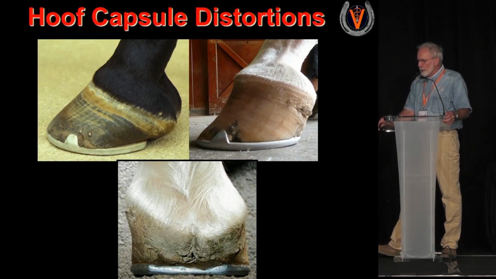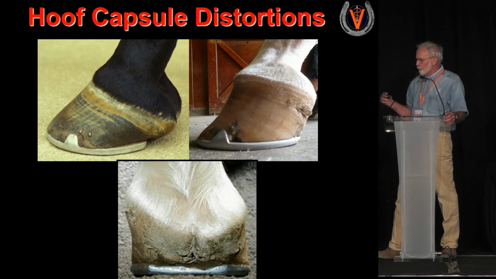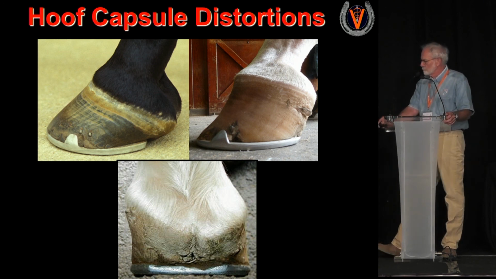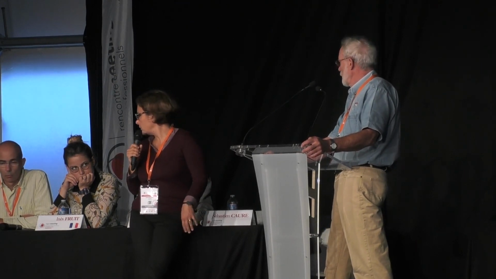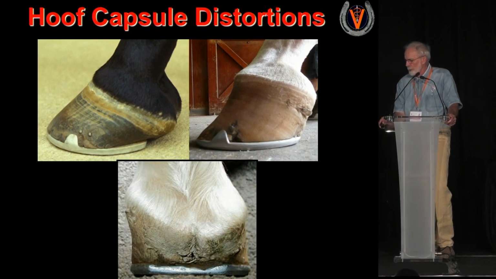Okay, let's look at some hoof capsule distortions, the three main ones we see. Okay, the long toe, low heel. The upright or the club foot. And a horse with a sheared heel. Those are the three main hoof capsule distortions we see.